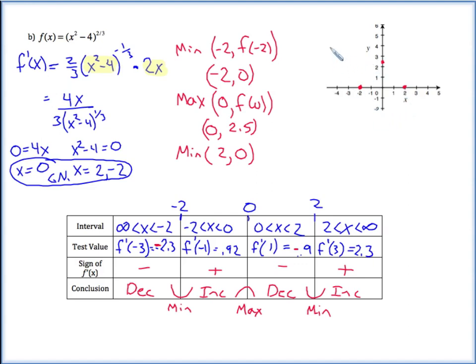And so we know our function here is decreasing. Here we know it's increasing. We've got a maximum. It's decreasing. We've got our minimum. And then it's increasing just like so. Okay, so we've got our mins and our max right here. All right, let's move on.